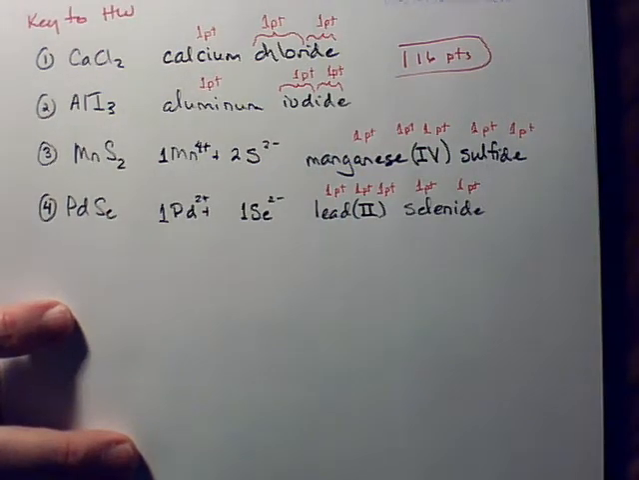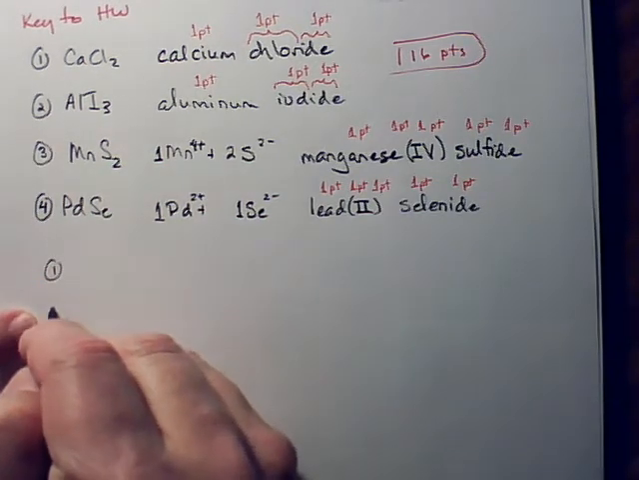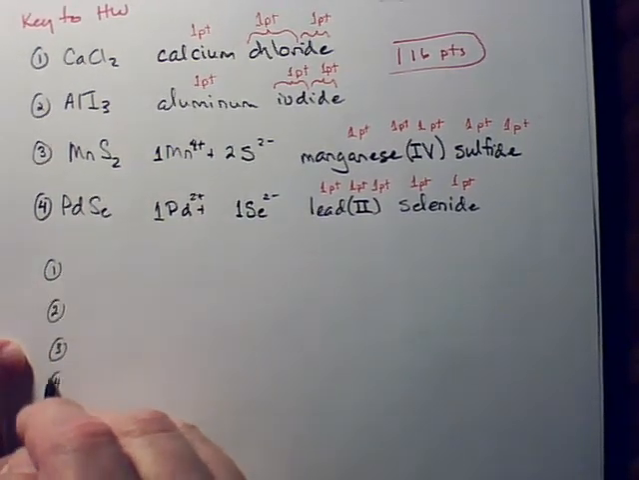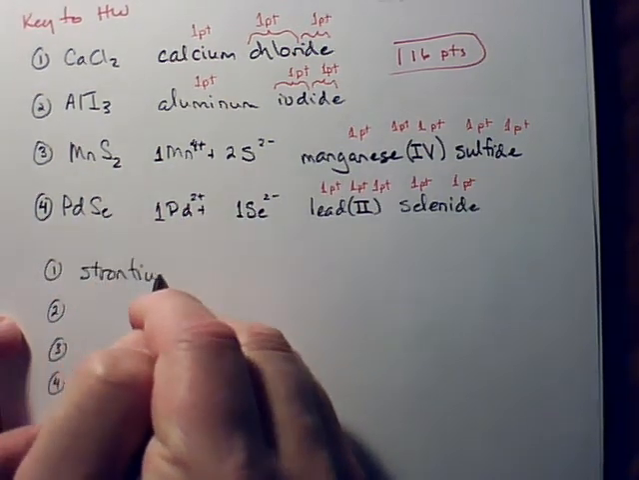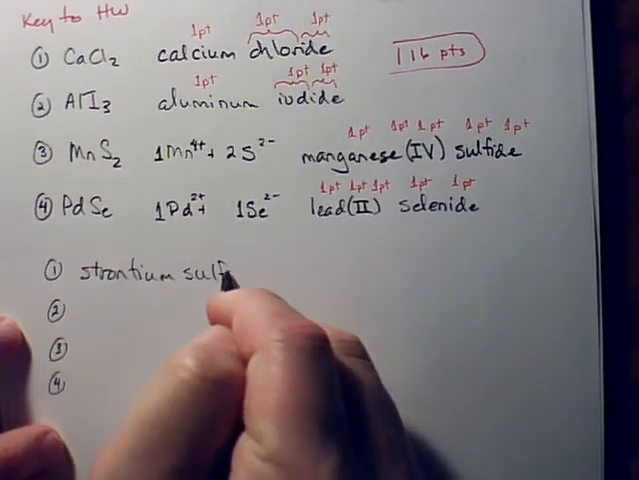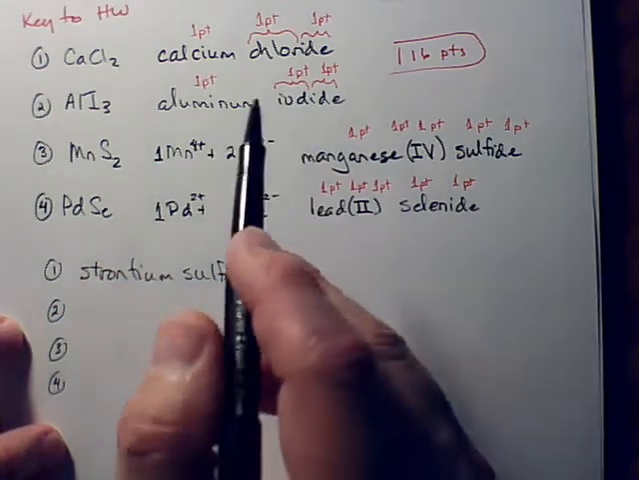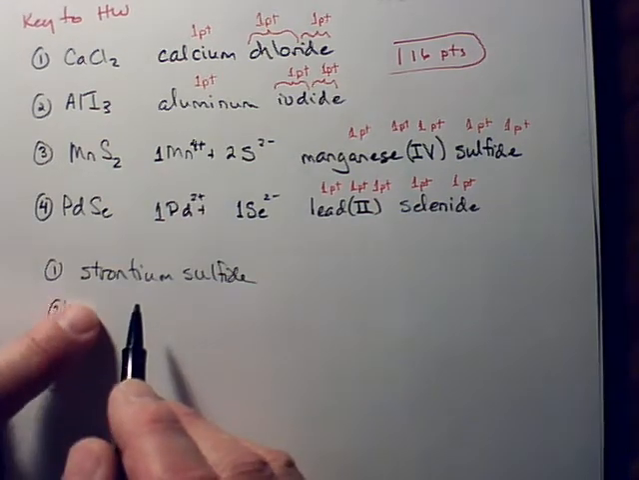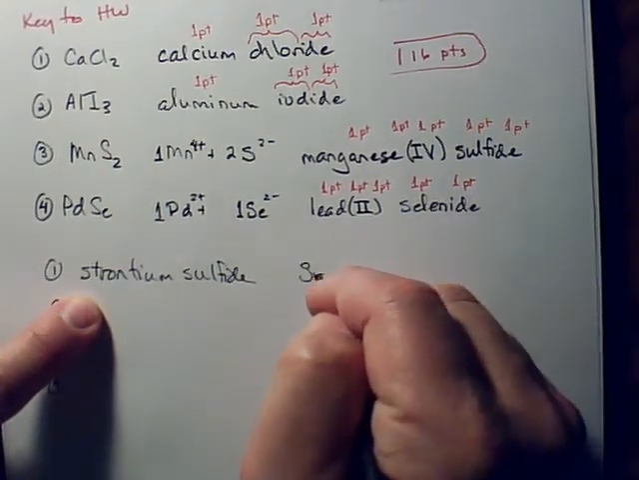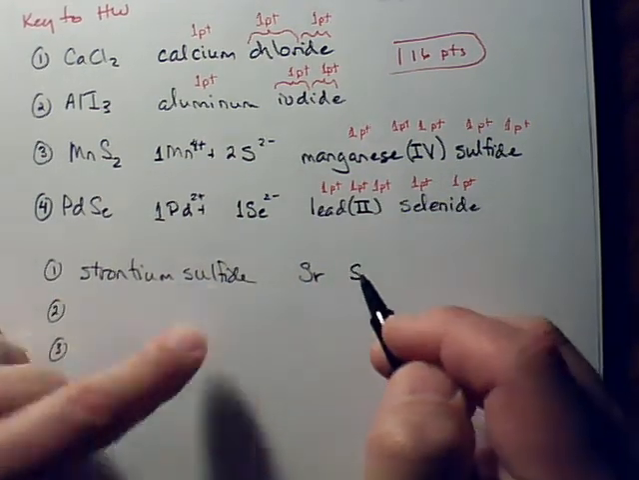So, let's see, where was I? There we go. Okay, so we want to write 4 formulas for 4 names that I have here. We've got strontium sulfide. Alright, so strontium sulfide. Well, strontium is Sr. Sulfide comes from sulfur, so that's simply S.